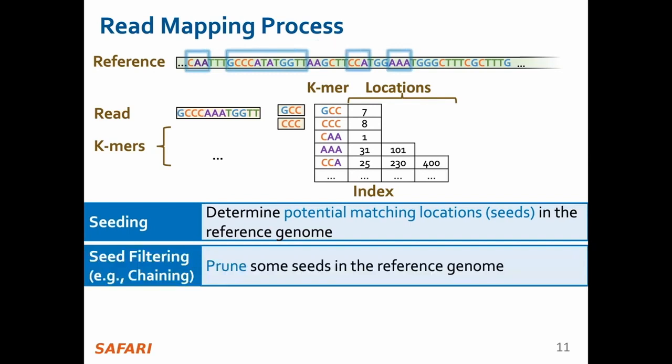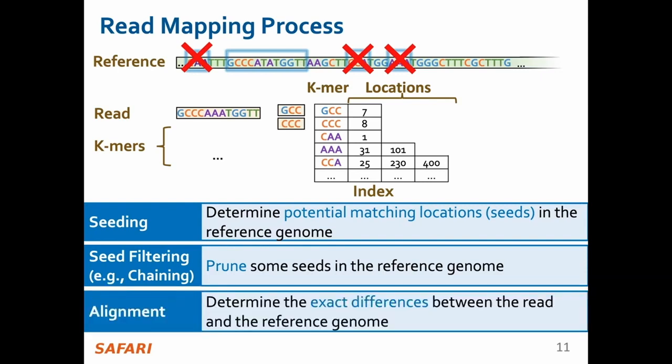To further reduce the cost of this expensive computation, the second step, which is seed filtering, for example, chaining, prunes some of these seeds in the reference genome so that we would basically do the alignment step on smaller candidate locations. And to do that, the mappers use a simpler approximation of alignment score called chaining score, which is less computationally intensive compared to the alignment.